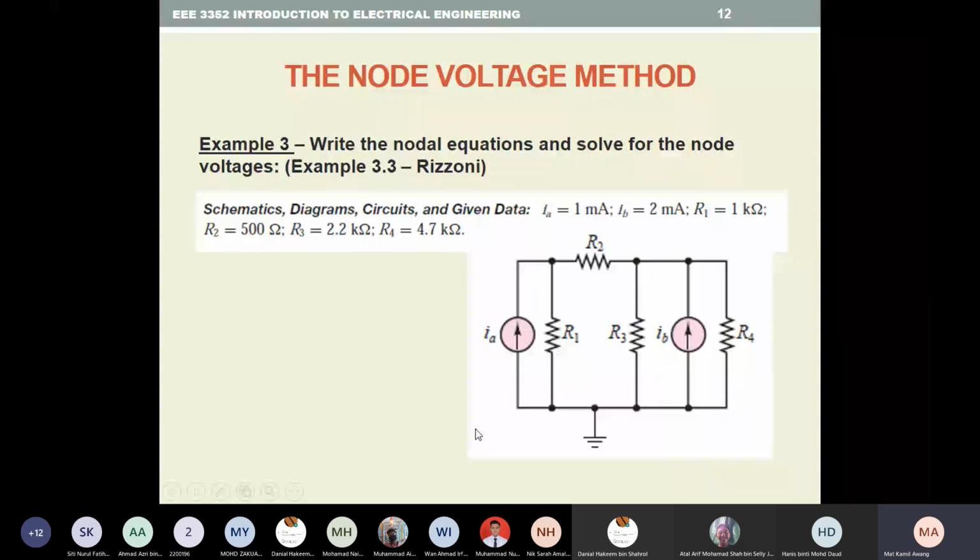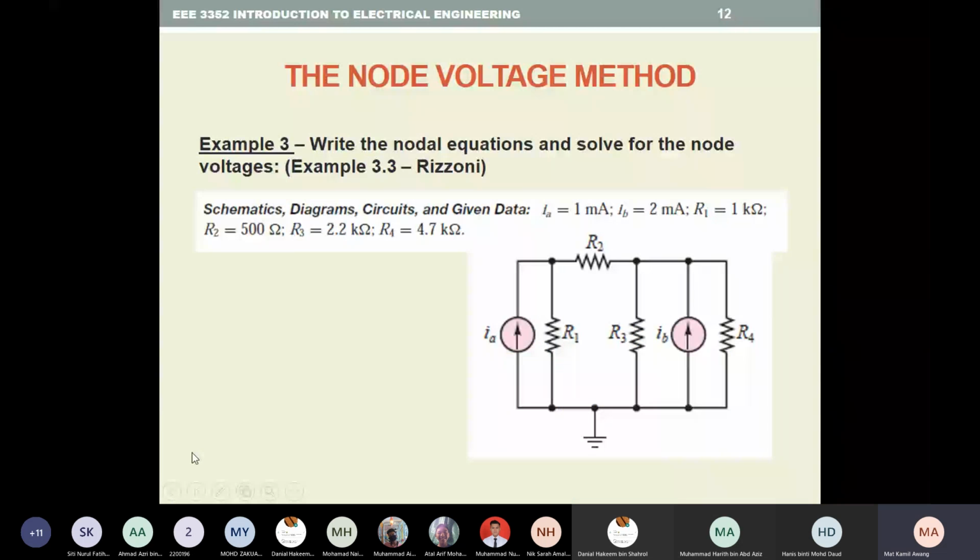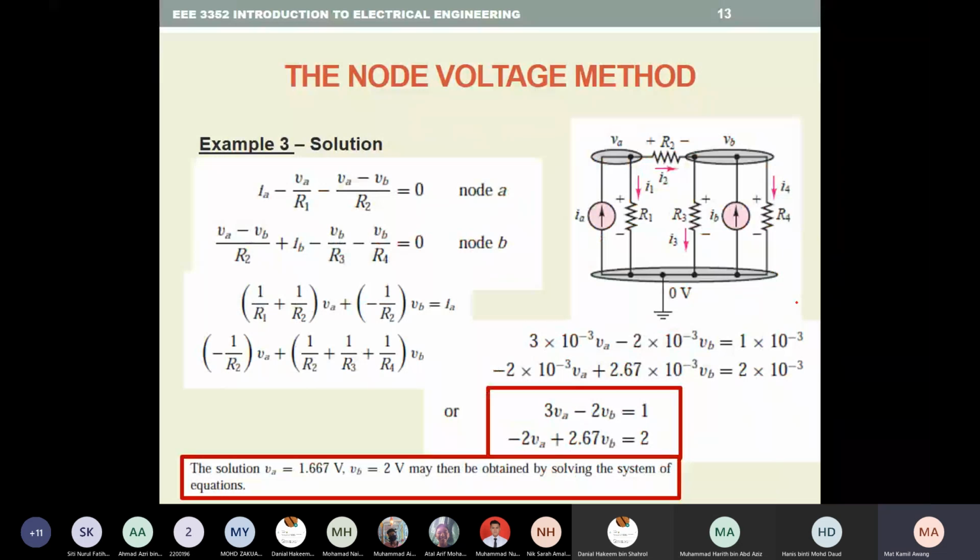Can you identify the nodes? 3. So this one, these 2, and these 3. And this one is set as the reference node. Right? Okay. So this is the solution.